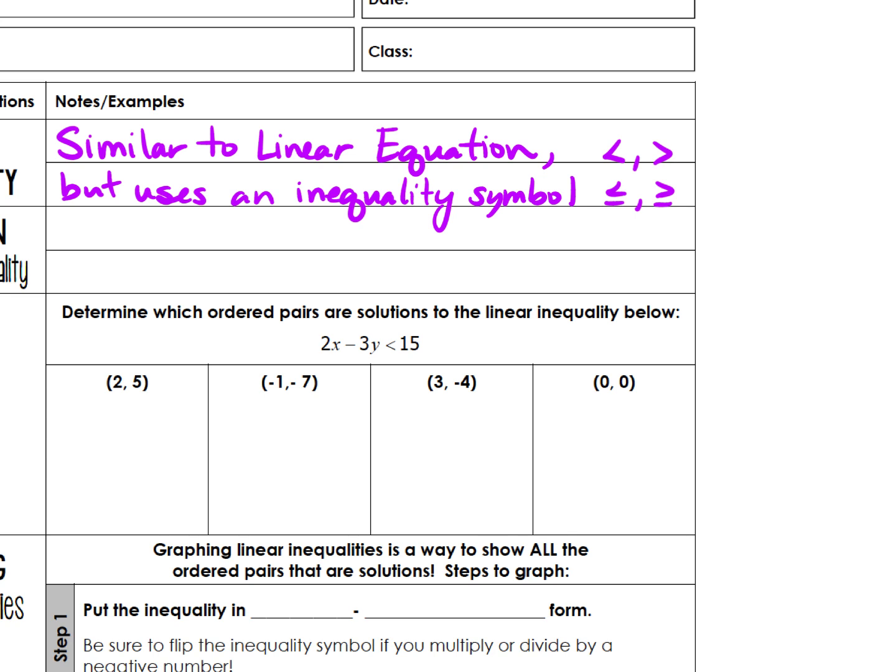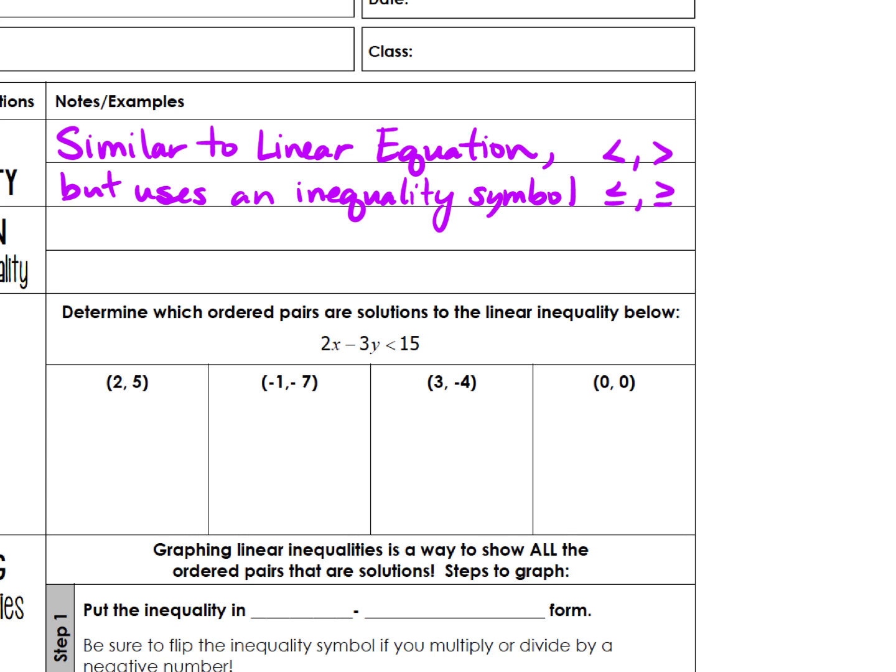So in equations, linear equations, if something was a solution, it was because x equals 4, right? In an inequality, something can be a solution. There's just a lot more options for your solution, because if it's x equals 4, how many solutions are there? One solution, right? 4 is the solution.